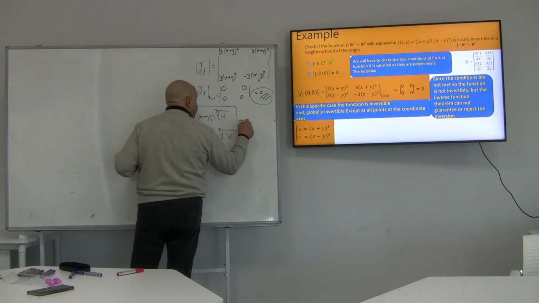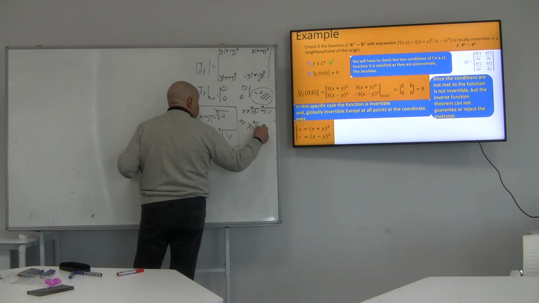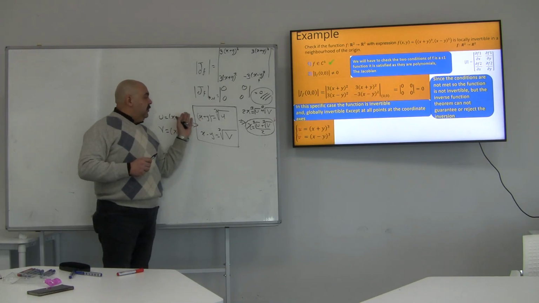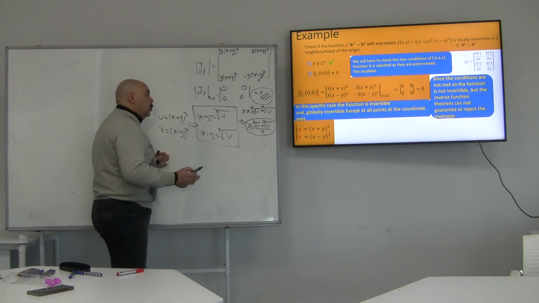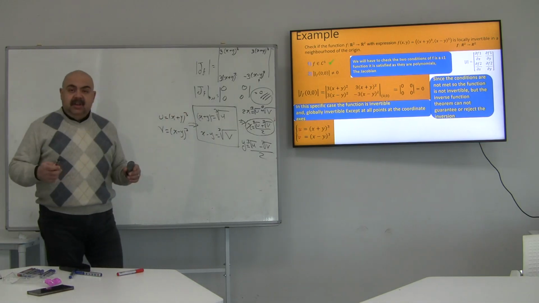If you add them together, you will end up having 2x equal to the cubic root of u plus the cubic root of v, which means that x equals the cubic root of u plus the cubic root of v, divided by 2, and that's the x component. If you subtract the second function from the first one, you will end up having y equal to the cubic root of u minus the cubic root of v, divided by 2, which means it is invertible.